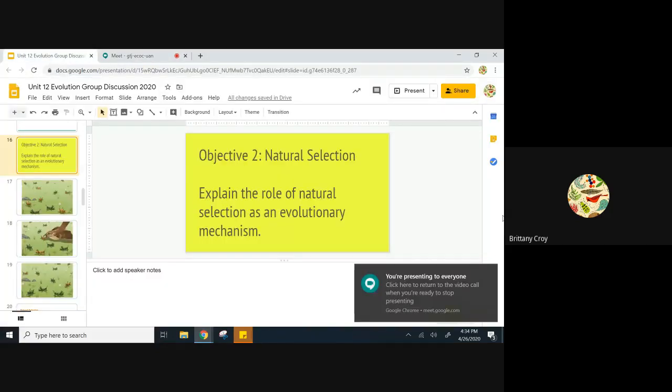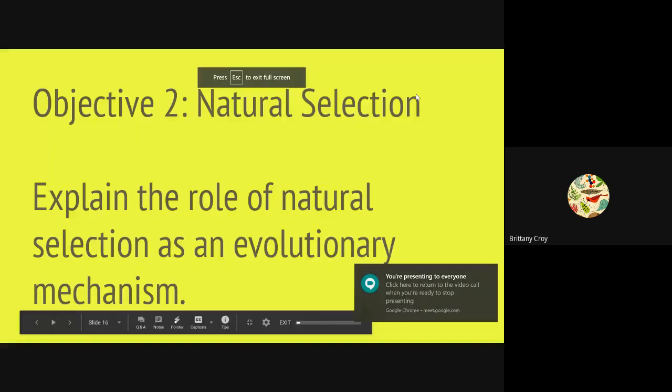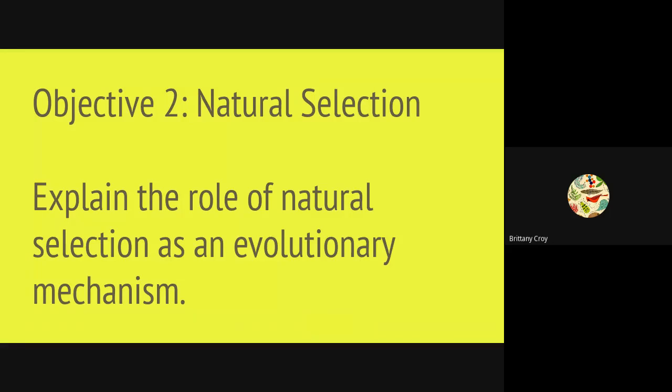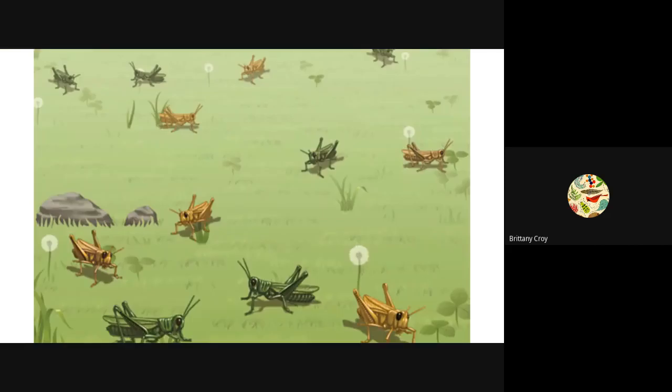Great. Welcome back, everyone. Today we're going to talk about Objective 12.2, Natural Selection. Explain the role of natural selection as an evolutionary mechanism. I want to start with this little grasshopper example.